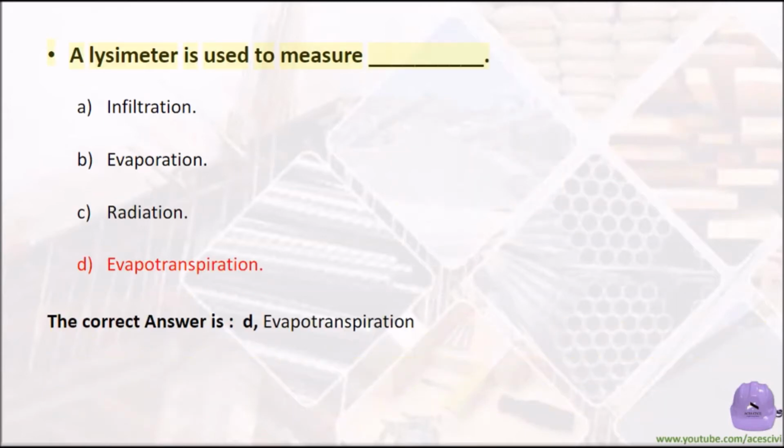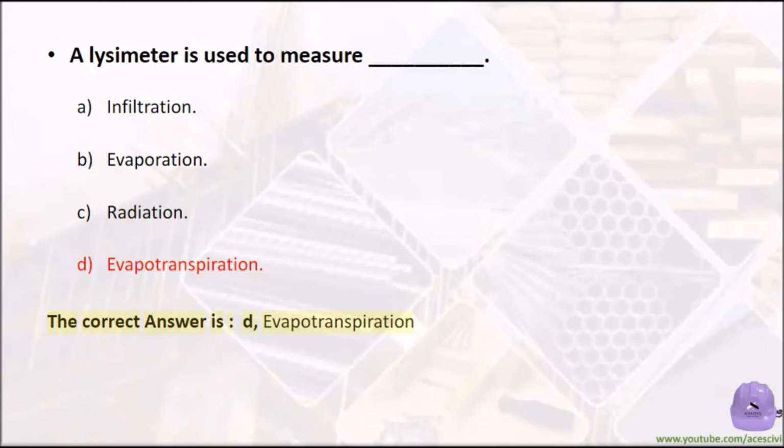A lysimeter is used to measure A. Infiltration. B. Evaporation. C. Radiation. D. Evapotranspiration. The correct answer is D. Evapotranspiration.